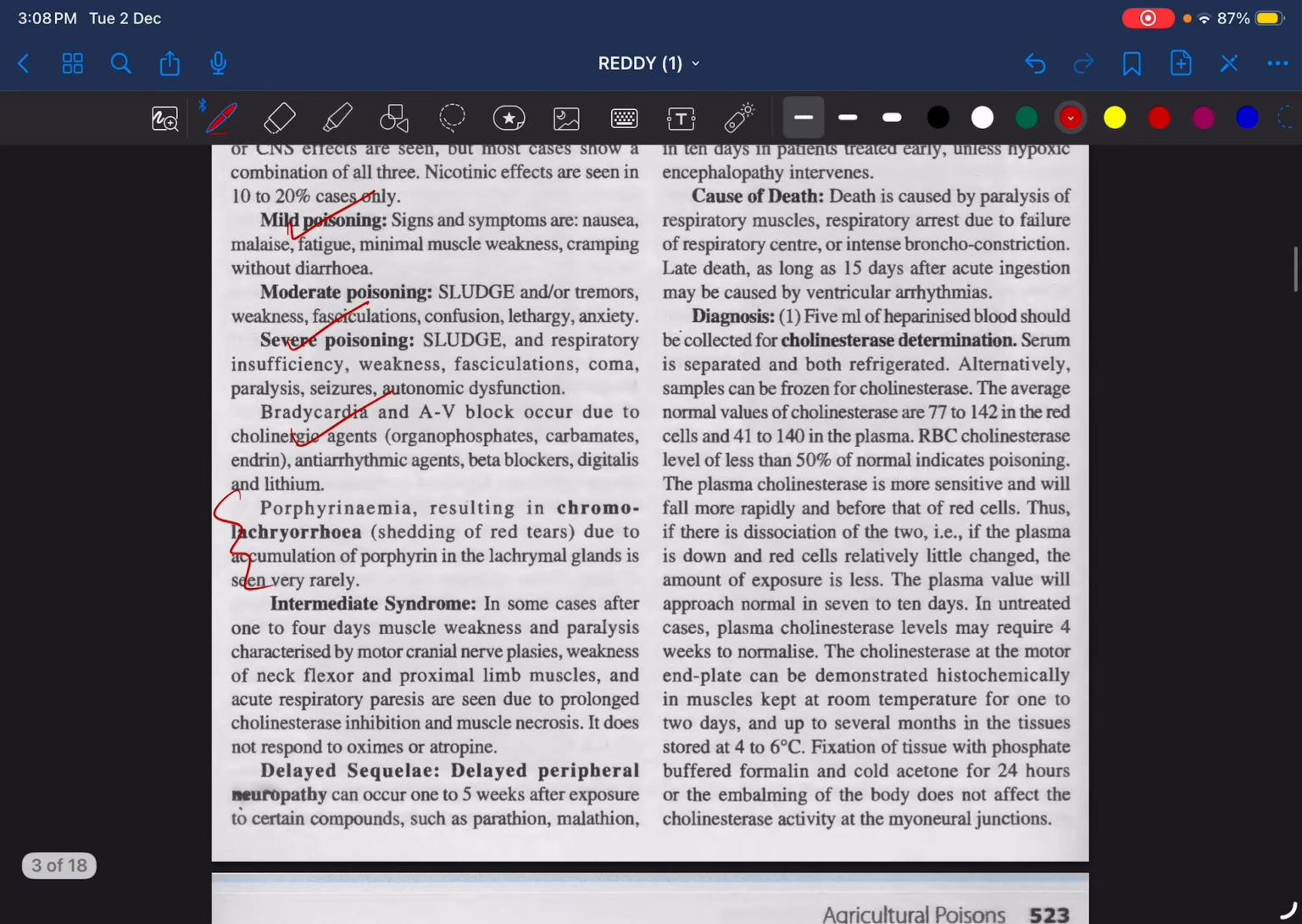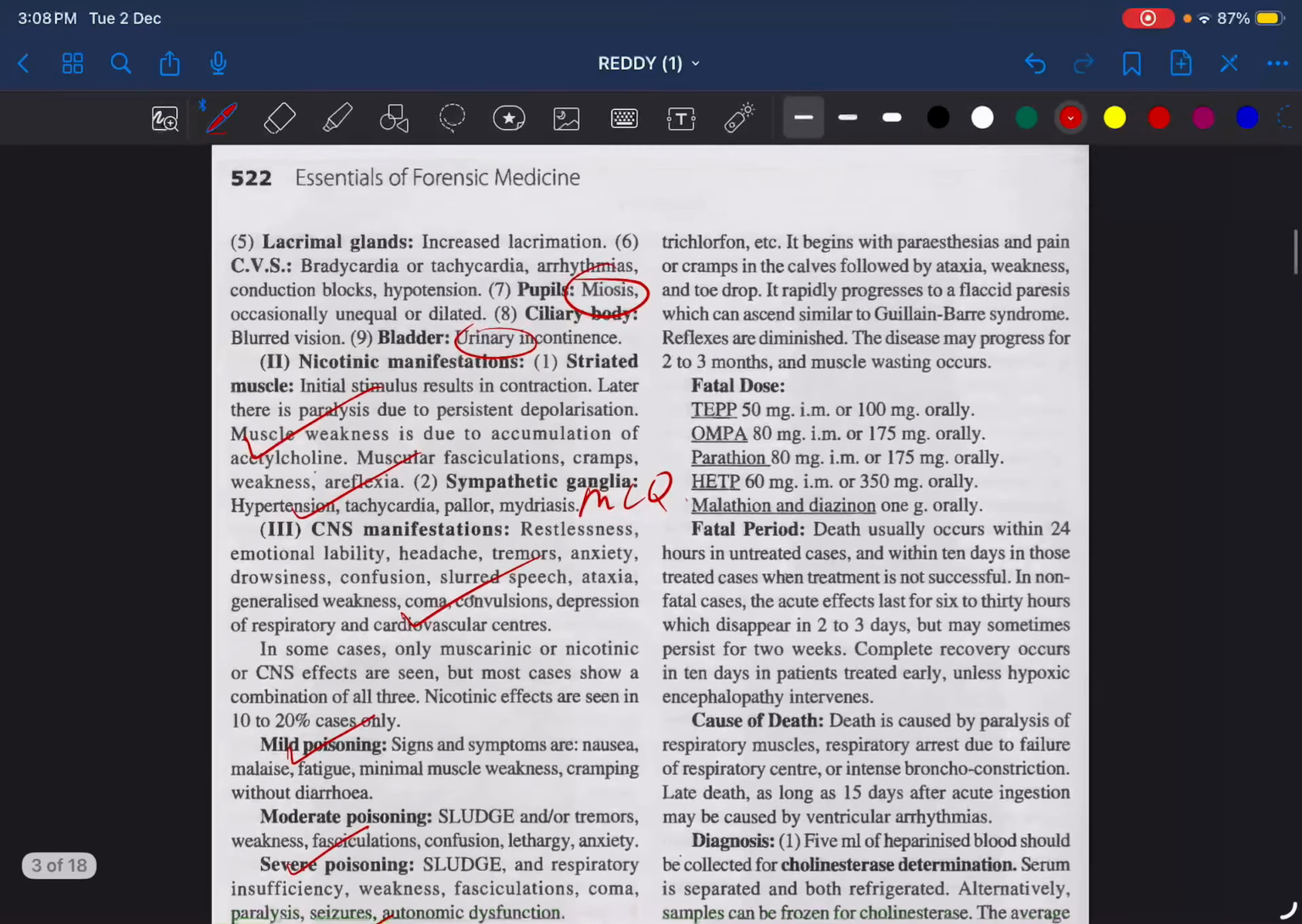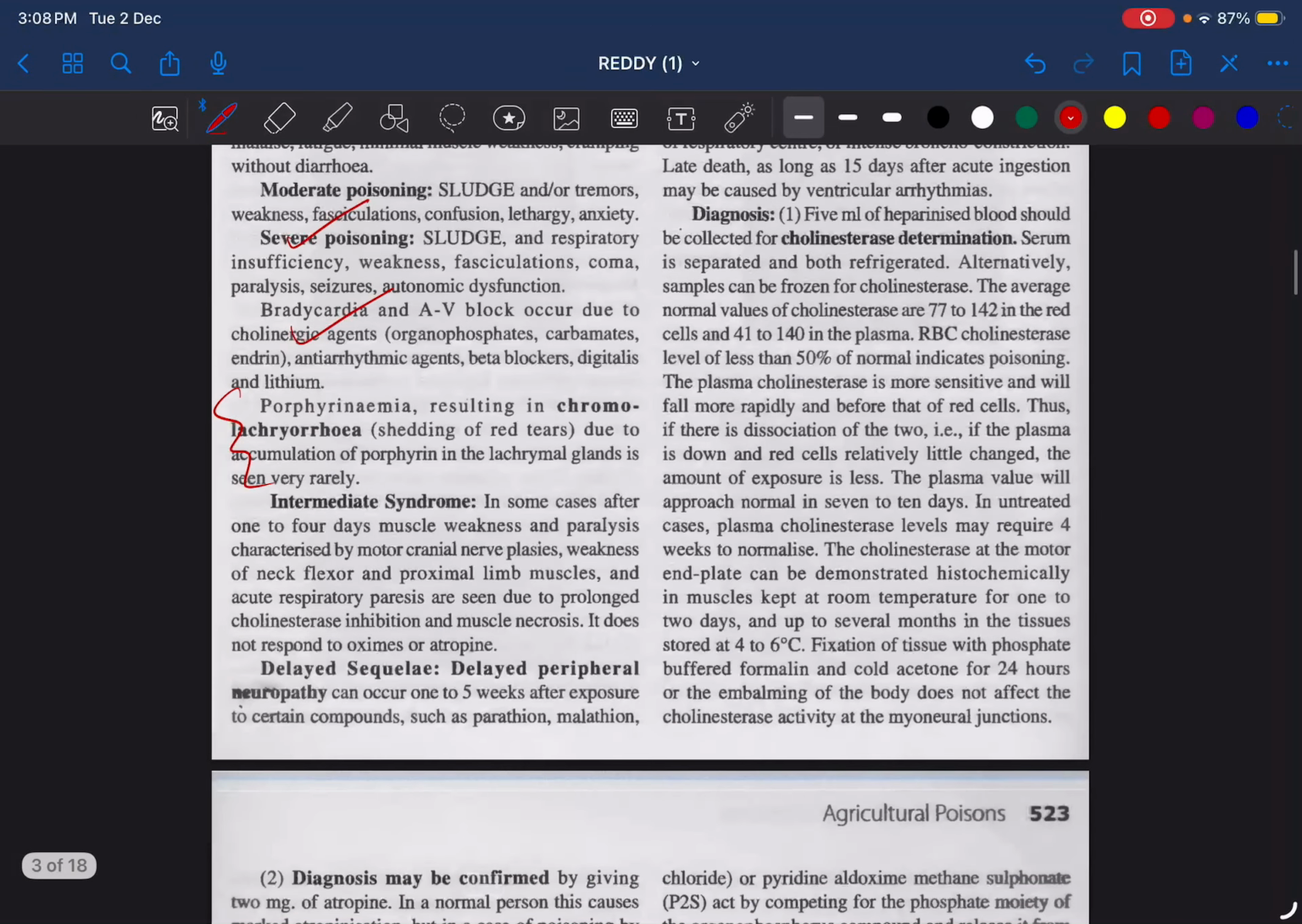Then coming to the two important sequelae of OPC poisoning: one is called intermediate syndrome and the other is called delayed peripheral neuropathy. First, what is intermediate syndrome? After consumption of OPC, in 1 to 4 days, there will be muscle weakness and paralysis, especially characterized by motor cranial nerve palsy. And remember, for this intermediate syndrome there is no treatment as such.